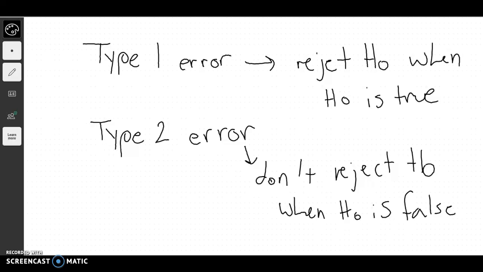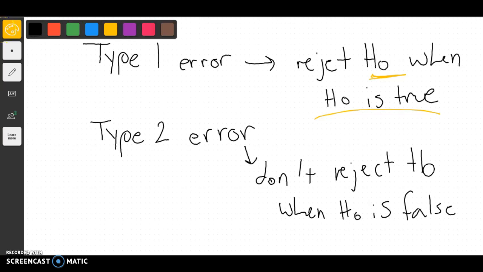Okay, so here's what we're going to do today. We're going to talk about type 1 and type 2 errors. Type 1 error. This is when you reject the null hypothesis. So you say, okay, we found out the mean is bad, and the mean was actually true. Whoops. So that's called a type 1 error.